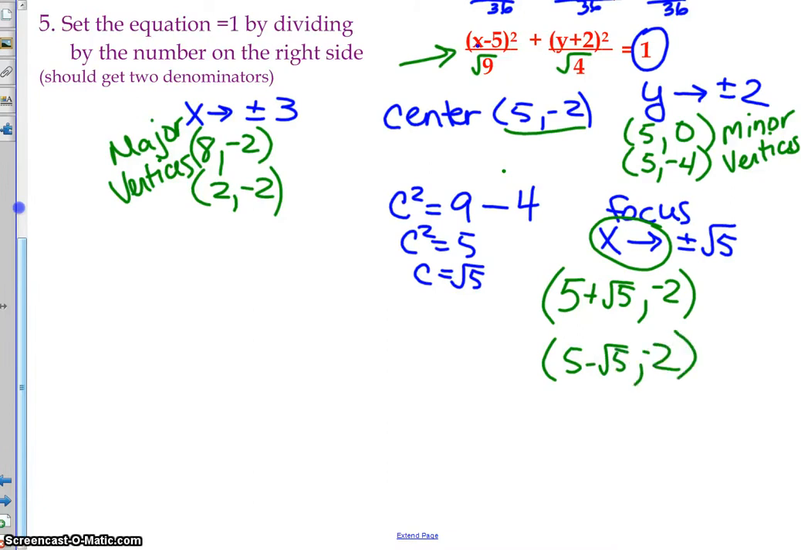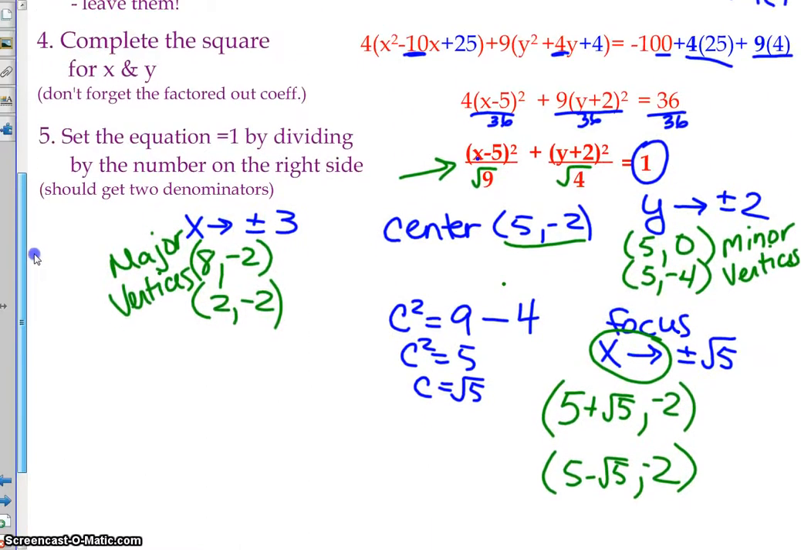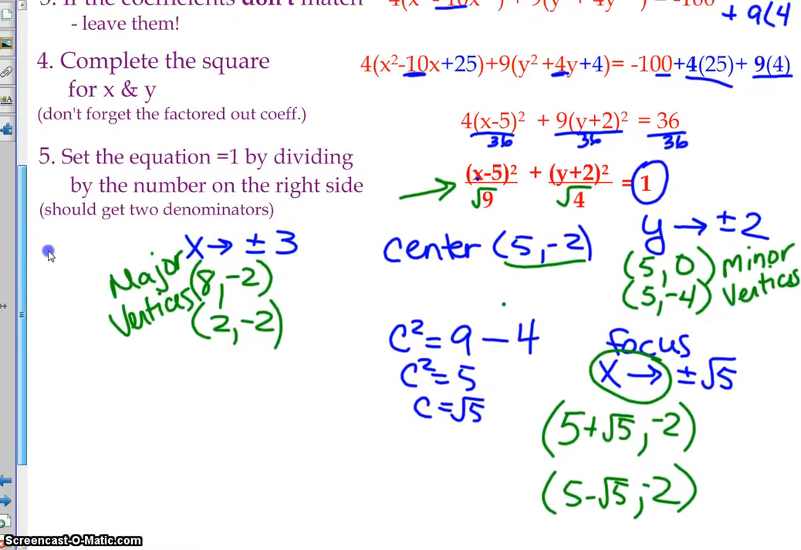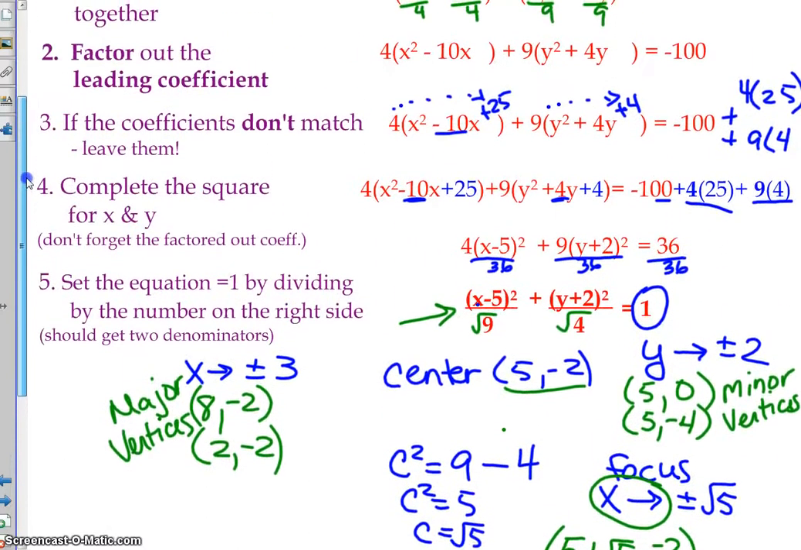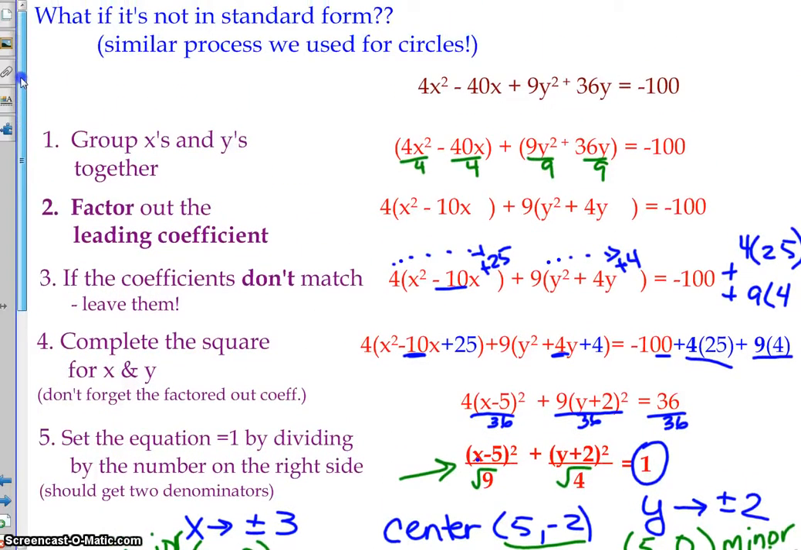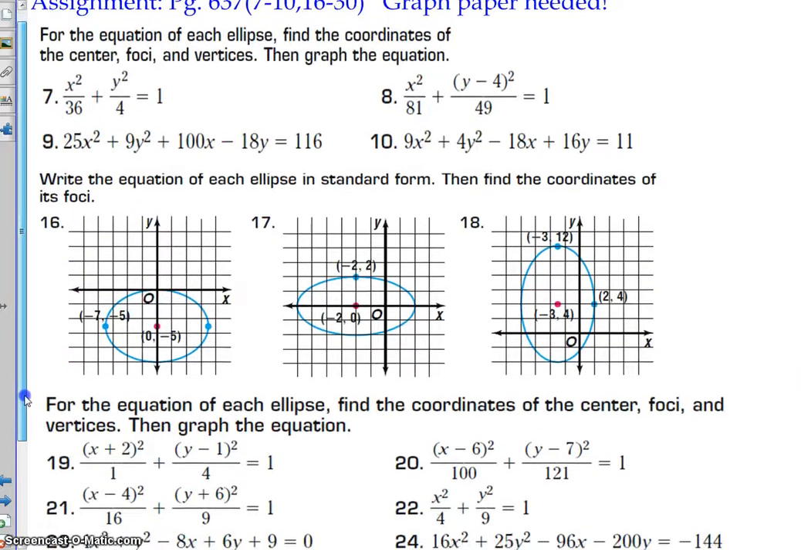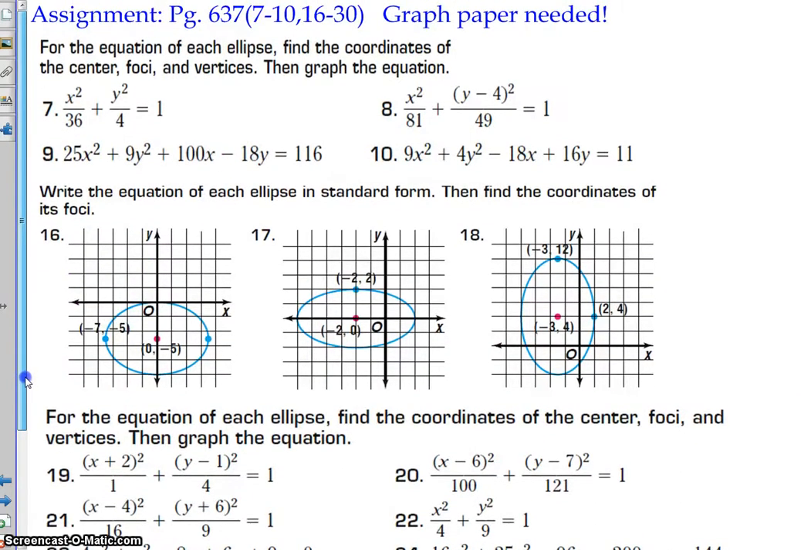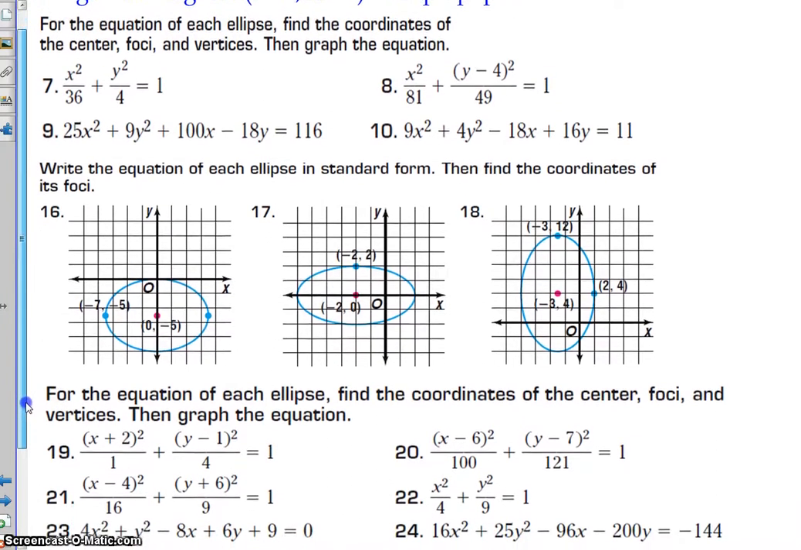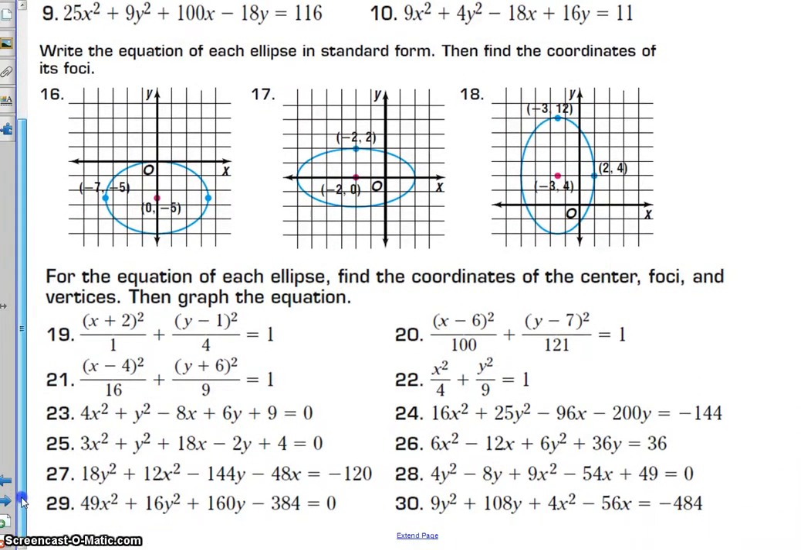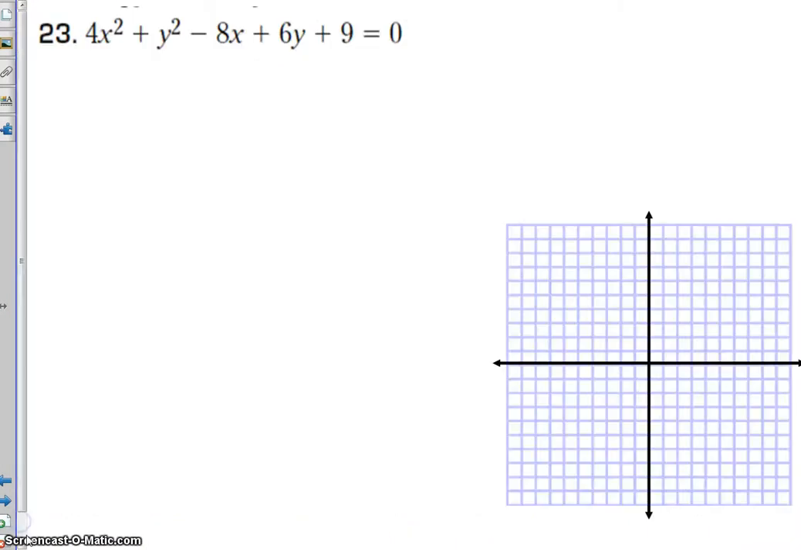So if you notice, I only affected the x. It's only going to affect one or the other. So there is all of the details if we were asked for just the details. So we could take all those details and then graph it. Okay? So let's see. Here's the assignment for today. It's from page 637, 7 through 10, 16 through 30. There's our assignment. So let's try problem 23 together.